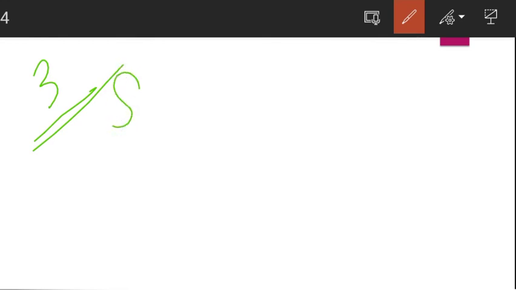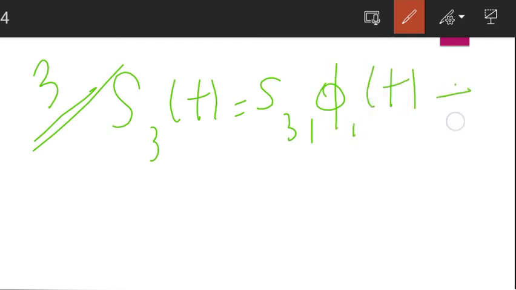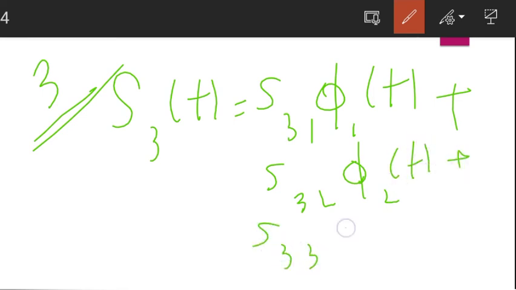What is the third signal? S3 of t will be equal to S31 into phi 1 of t plus S32 into phi 2 of t plus S33 into phi 3 of t. This is the third signal. All the others, S34, S35, etc., will be zero.